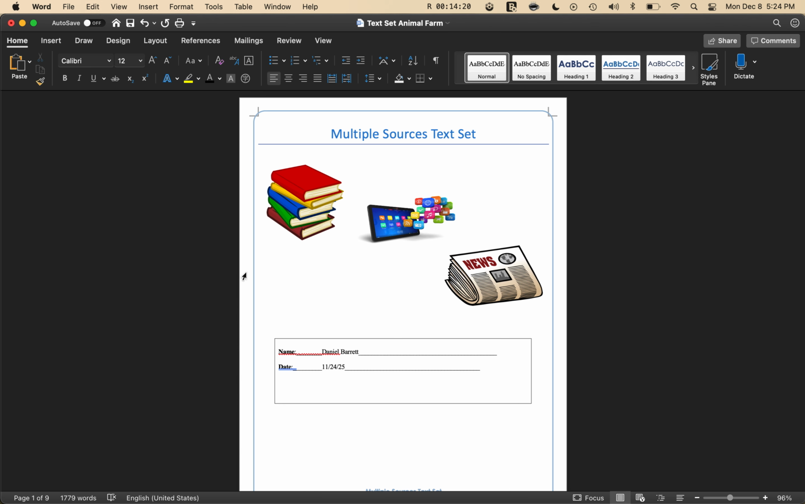I think the book itself is not super long, so my hope is after we read some sections here that students will actually want to read the whole thing, but we'll see.